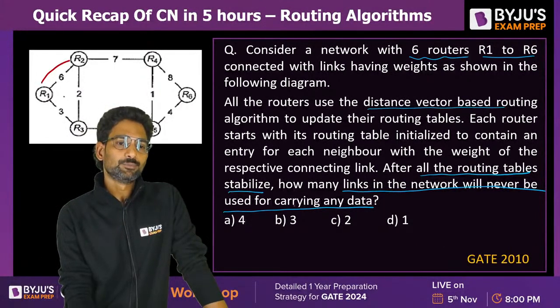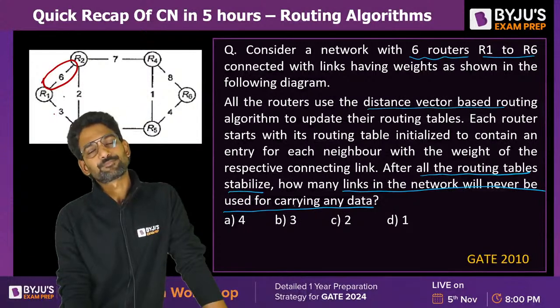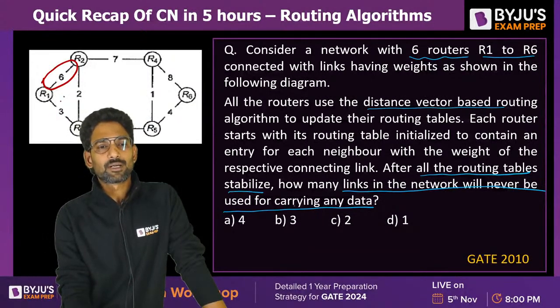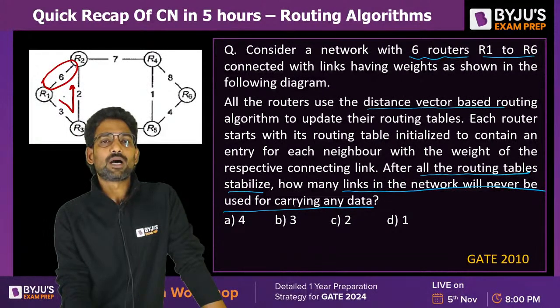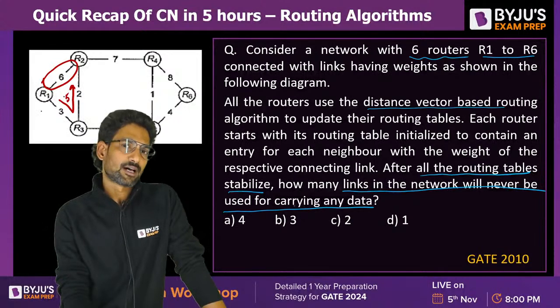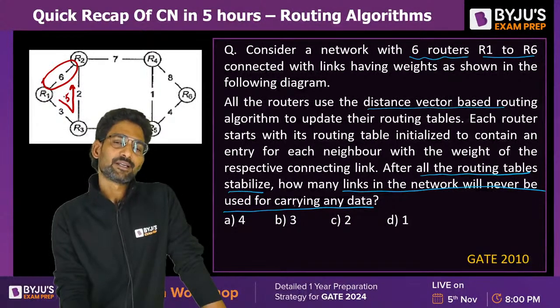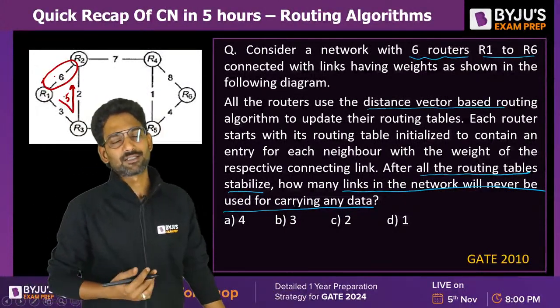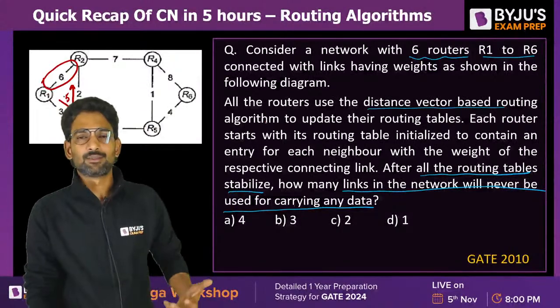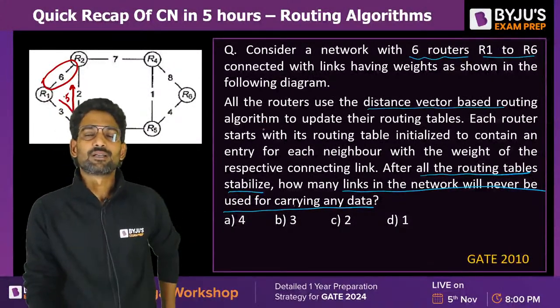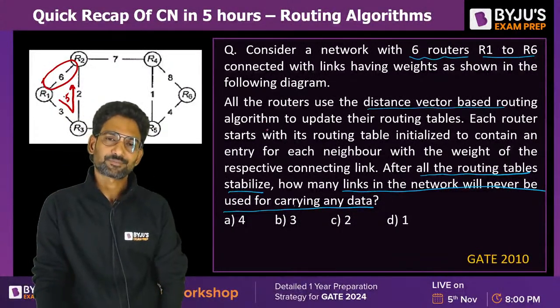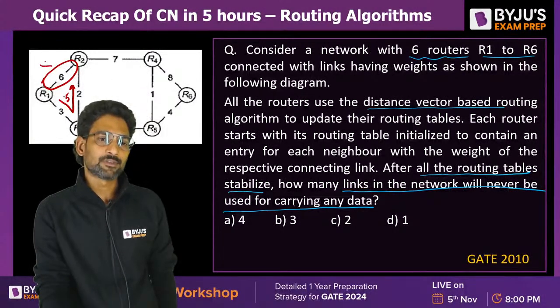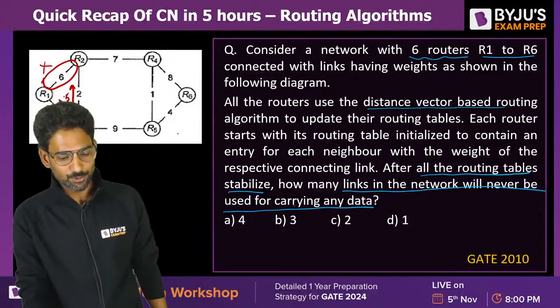R1 to R2, the direct edge cost is 6. But I have an alternate route through R3, where I can reach at cost 5. So, will R1 choose the direct edge or the indirect edge? Obviously, the indirect edge. So, when R1 itself is not using that link, no other router has the possibility to use it. So, this is one link which remains unused.